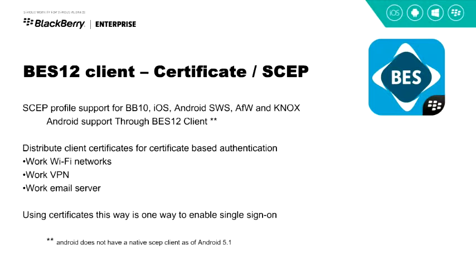But here's one of the key features with BES12.2. We now support the SCEP client, as I mentioned earlier. In the BES12 client, that's the logo you would see if you were installing this from Google Play, on Android. So Android Secure Workspace, Android for Work, and KNOX all support the BES certificate SCEP model now through the BES12 client. And of course, iOS and BlackBerry 10 have been supporting this for a while. It's built into the operating system.